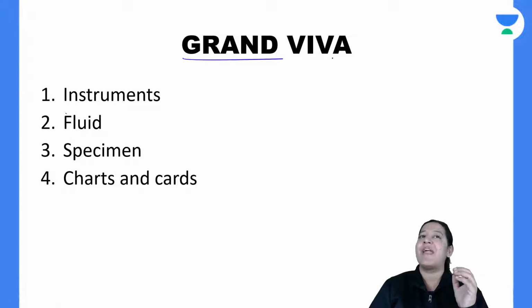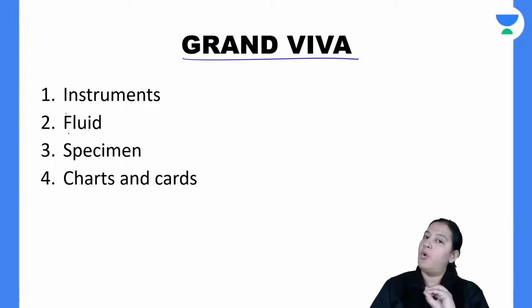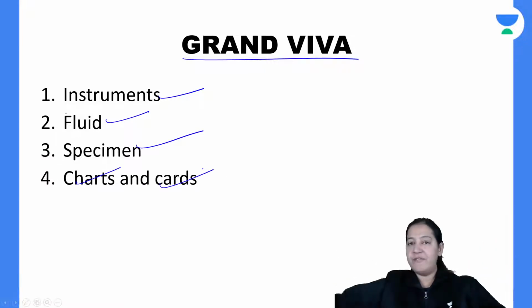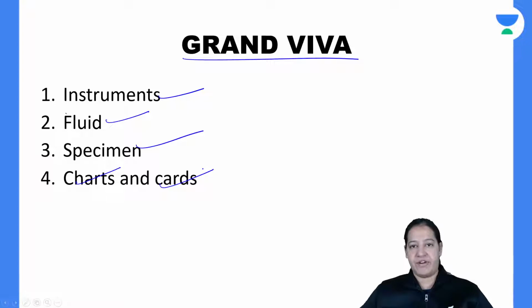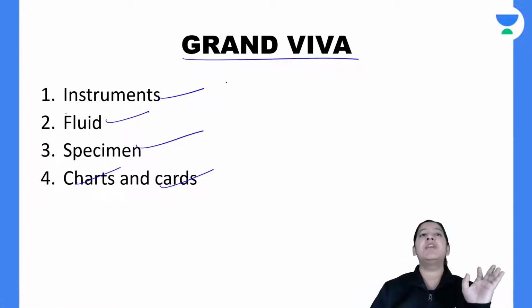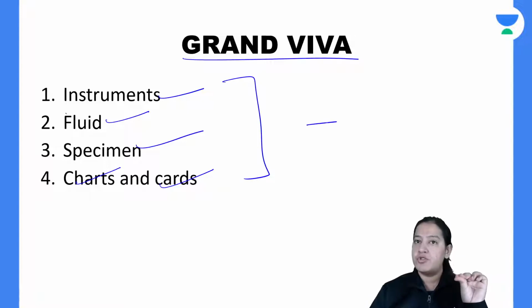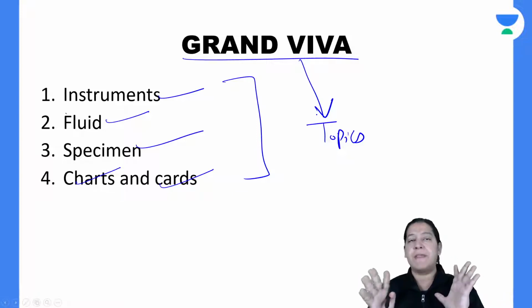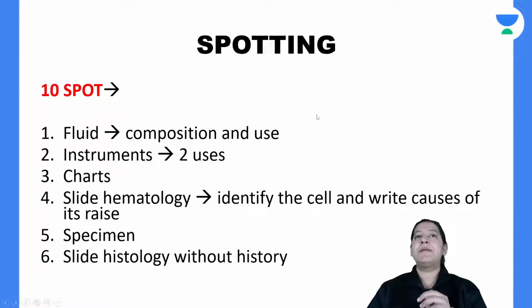After that, you have a grand viva. The grand viva can go anywhere, on any instrument, any fluid, any specimen, any chart, any card. There is a table in front of you and you have everything in front of you. The examiner can ask you anything from the entire pathology, but there are a few important topics on which the grand viva usually goes. I will help you in studying and understanding those topics also. So let me start with spotting.